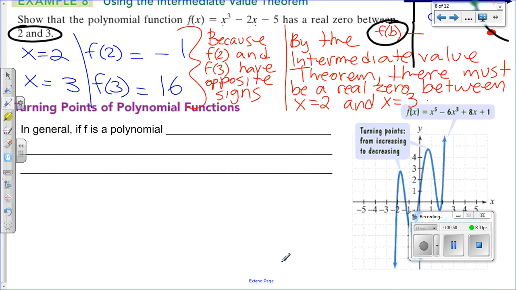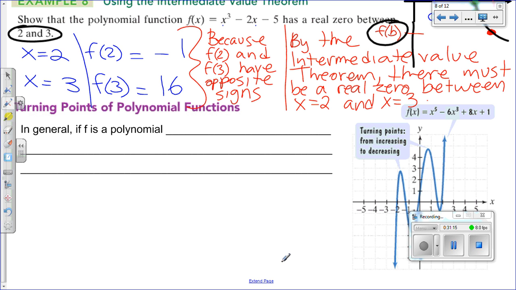So if they have the same signs, then there's no real zero between them. But if they have opposite signs, there is a zero between? Correct. Yes. All right. So now let's write the statement that goes there, and then we'll go on a break.